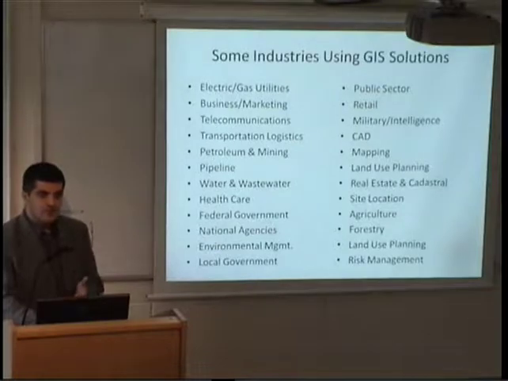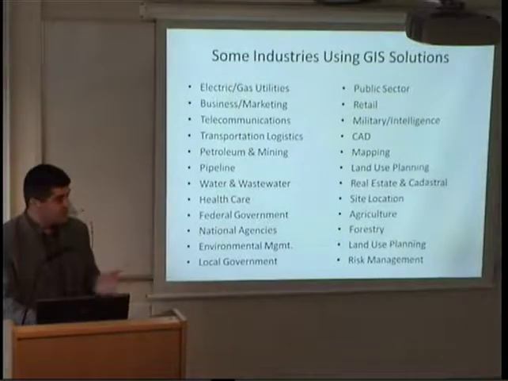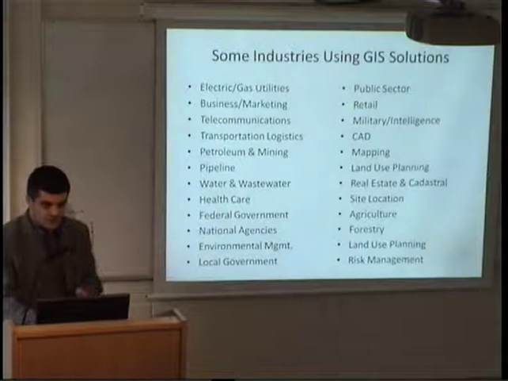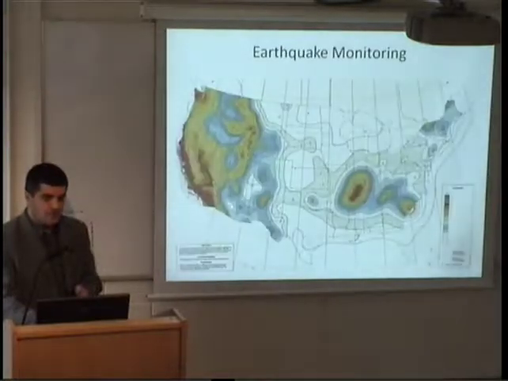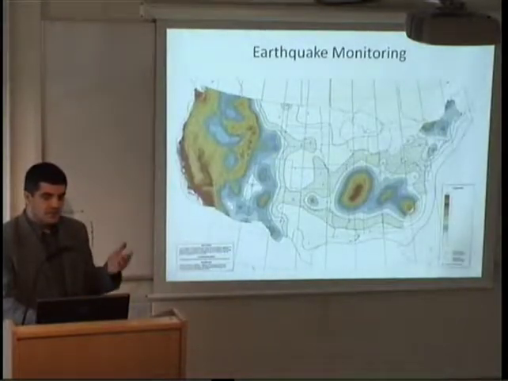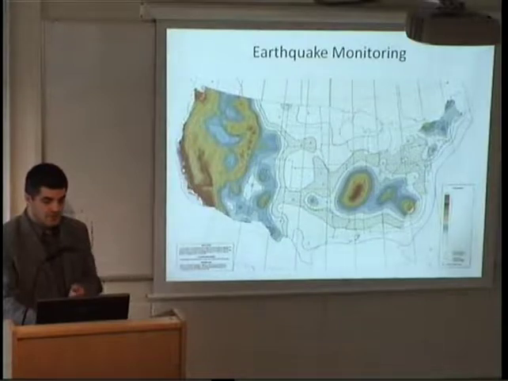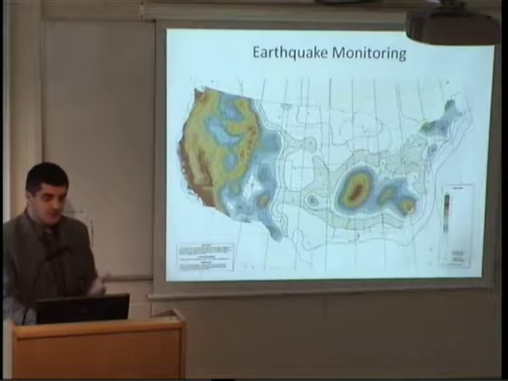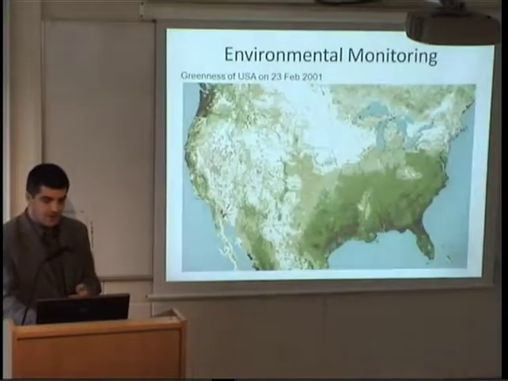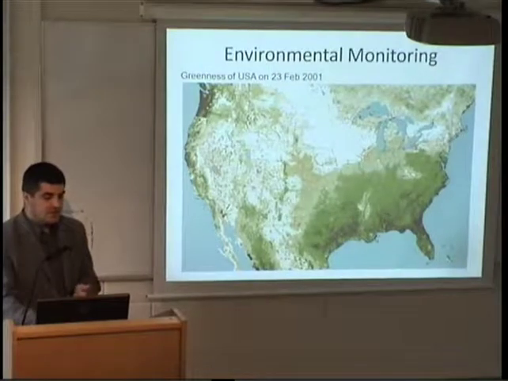Now it is very popular. Almost every industry can use GIS. These are just some industries which are actively using GIS software now. A few examples, like this earthquake monitoring map for the United States. By color, you can see which regions of the United States have more earthquakes, more severe earthquakes. Another example is the greenness of the USA for a particular day.